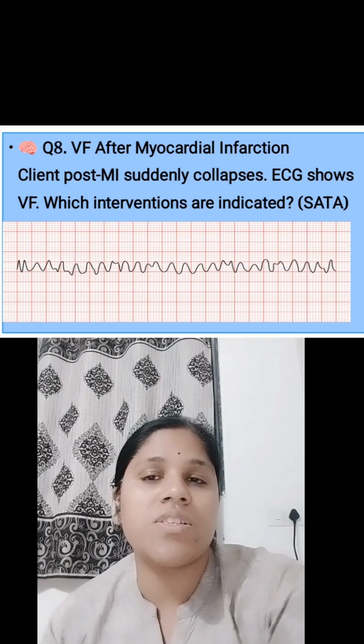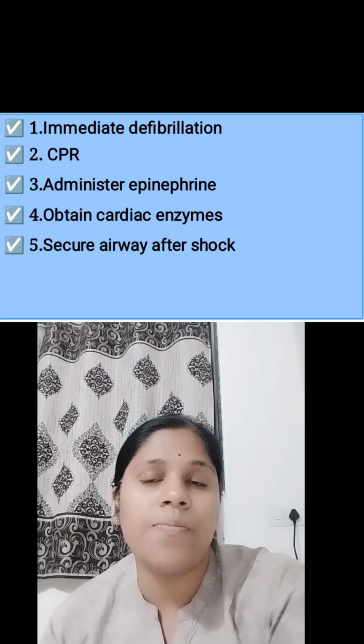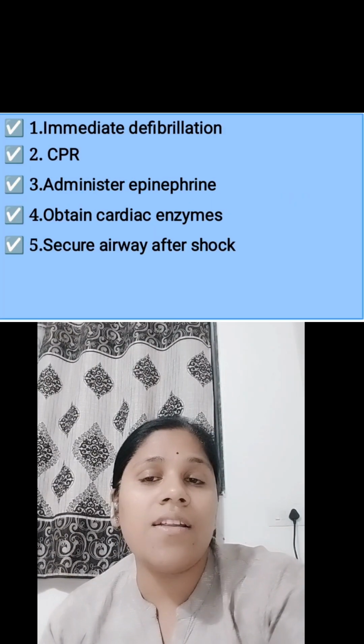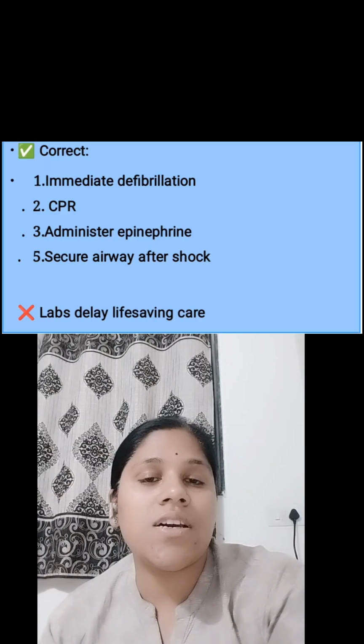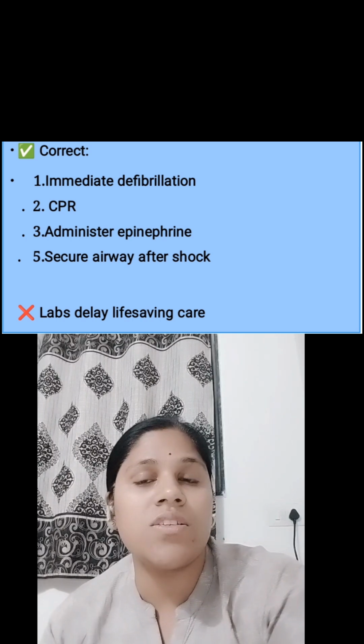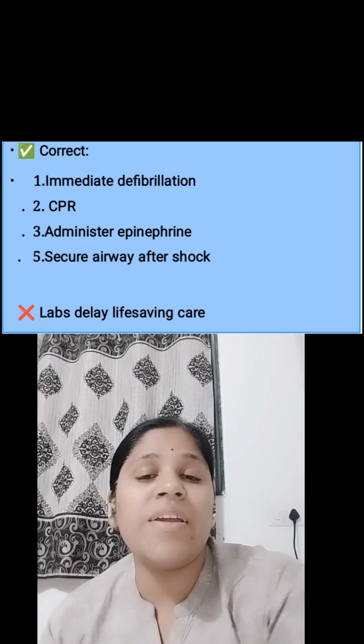Now we can see the options: immediate defibrillation; next one is CPR; third one is administer epinephrine; fourth one is obtain cardiac enzymes; and 5 is secure airway after shock. So the correct options here are immediate defibrillation. Of course, it is a correct option because the patient has ventricular fibrillation. And next one, we are initiating CPR. It is also a good option. And administer epinephrine.